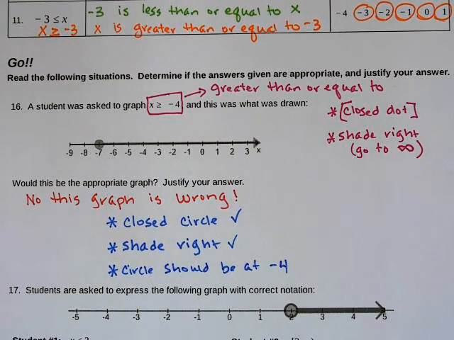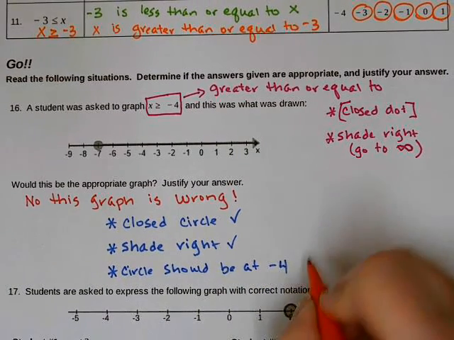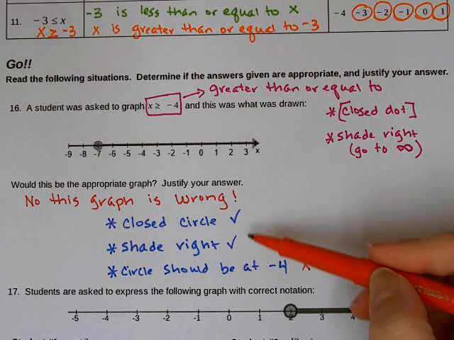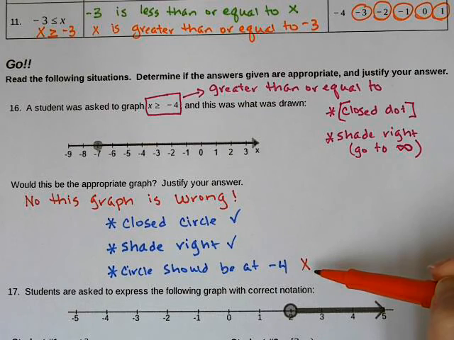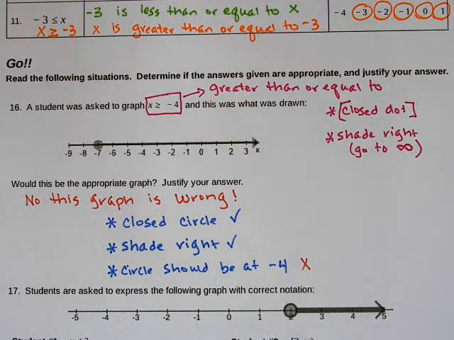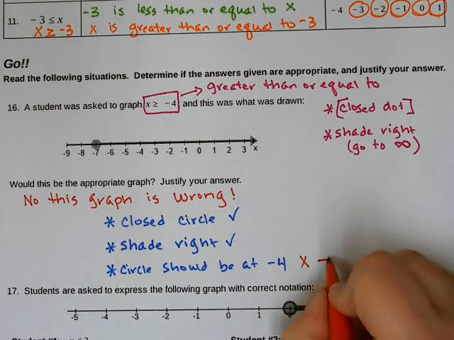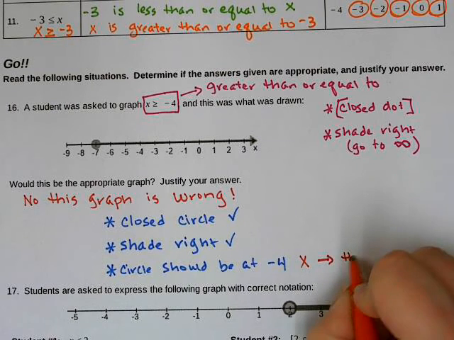This is actually what's wrong with the graph. So I'm going to put an X here. These two things about the graph were correct, but this third one is the thing that was wrong. The circle should be at -4. So this is what needs to be fixed, or this is what was wrong.